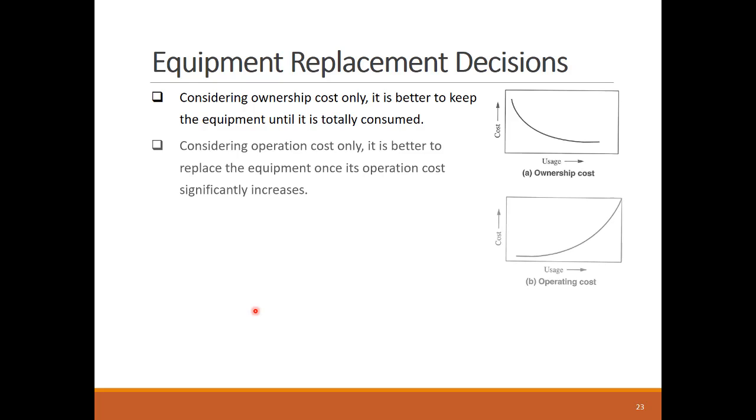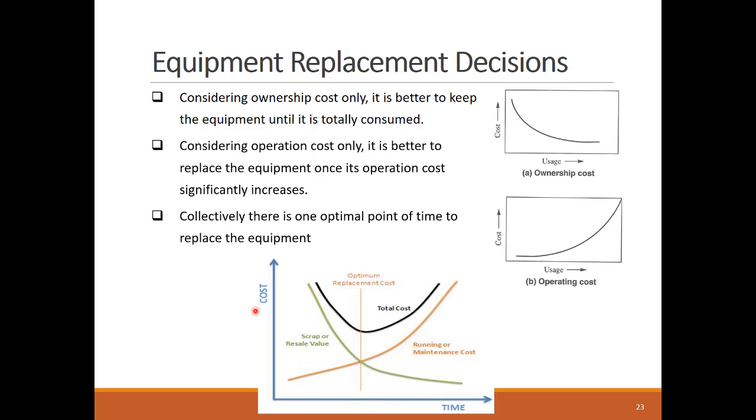On the other hand, the increasing operation cost of the equipment over its life justifies replacing the equipment as early as possible. So there is a balance point along the equipment service life, and it's the best time to replace the equipment as the total of both the ownership and operation costs will be minimal. This optimal replacement time of the equipment happens at the lowest total ownership and operation cost.